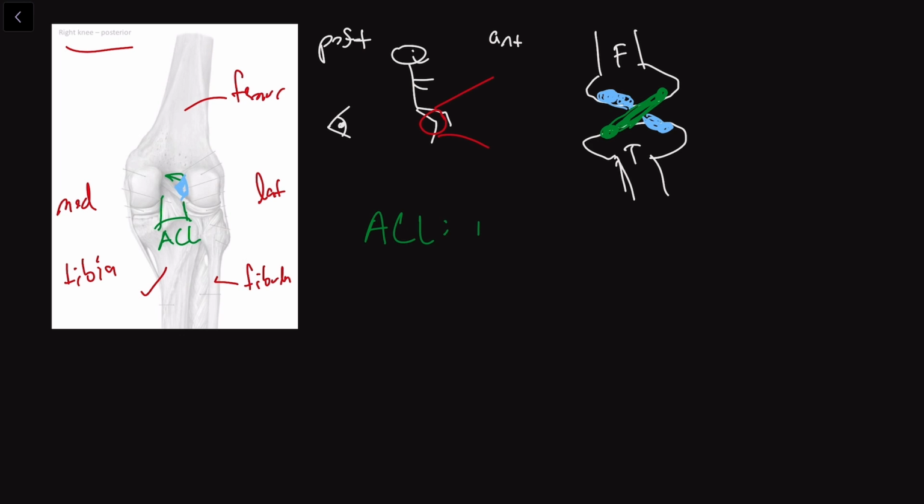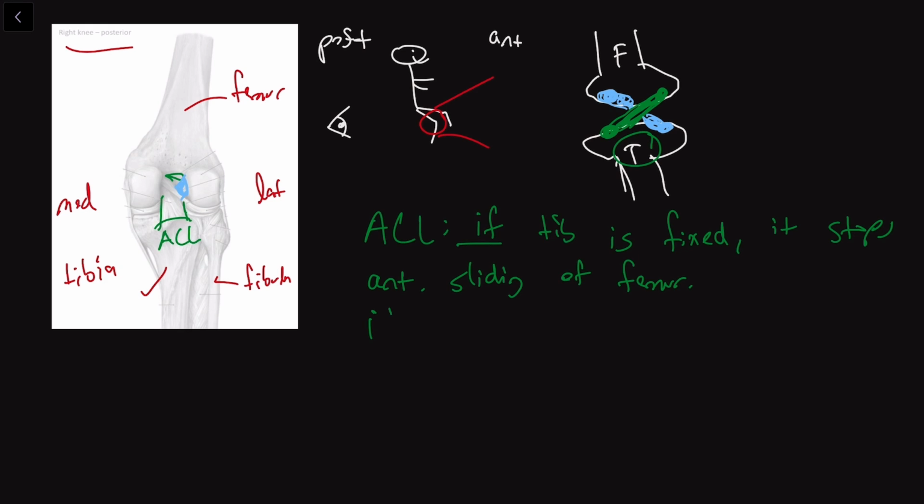So if the tibia is fixed, if we're not letting our tibia move, it stops anterior sliding of the femur. So that's one point.